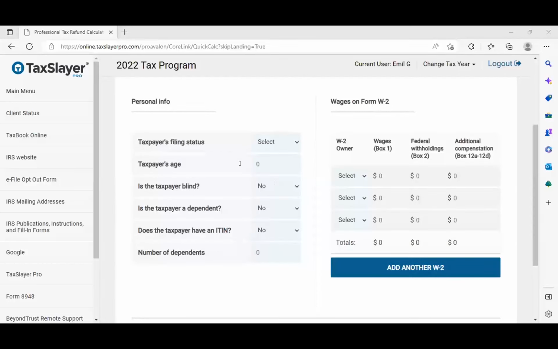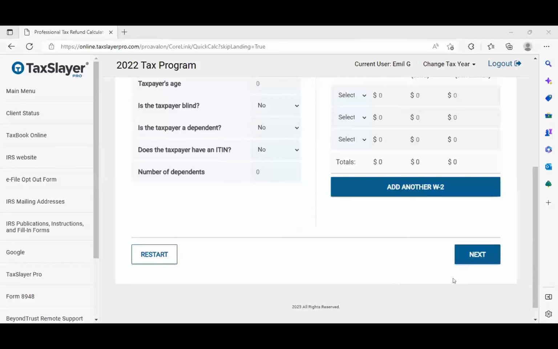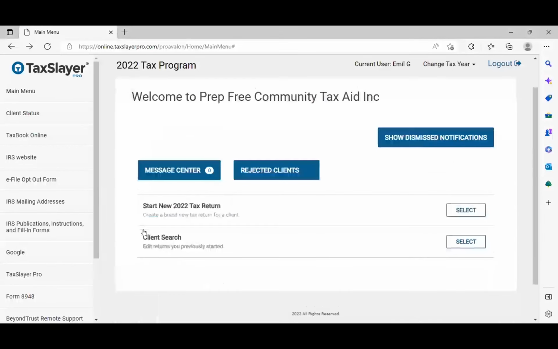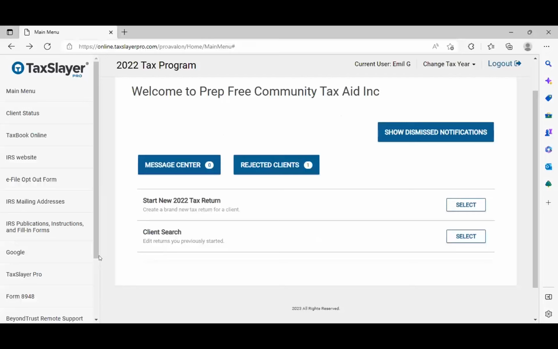Put in their information, their filing status, age, etc., some of the W-2 information, add this up, and then I'm not going to go through all the screens. You hit next, and then it'll give you an estimated bottom line figure of what that person's refund might be. That's what that's about. Okay, let's get out of this. Let us go back to the main screen. Okay, so I've given you an example about what the main screen for you guys will look like once you've logged on to TaxSlayer. It will look like this.